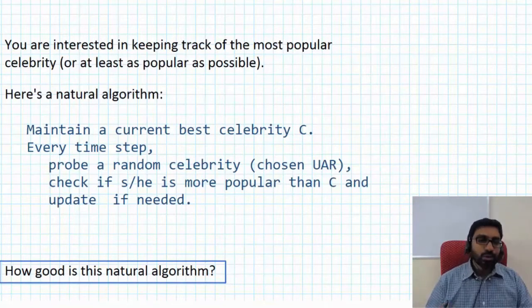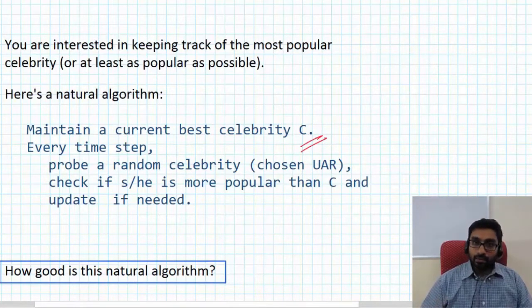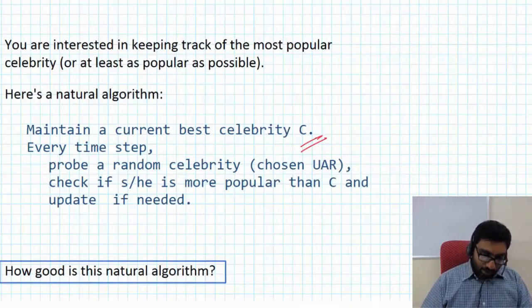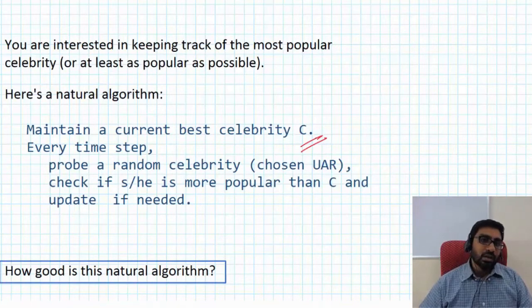Here's a very simple algorithm for it. At any point in time, just maintain the most popular celebrity C that you have currently seen so far, and you randomly probe a new celebrity and check if this new celebrity that you've probed is more popular than the celebrity C or not. If the probed celebrity is more popular, then you update C. That's it. It's a very simple, natural algorithm. It's a perfect algorithm that can just run in the background, and eventually we hope to be able to report a celebrity that is fairly popular.